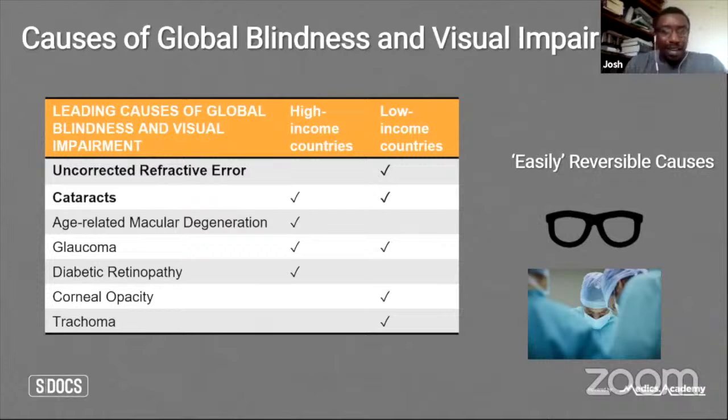So easily reversible causes in this case are uncorrected refractive error and cataracts. Uncorrected refractive error, I've classed as reversible because it simply means your eye is refracting light either too much or not enough. Your cornea is refracting light too much, or your eyeball's the wrong shape. Very common. I have a refractive error, and that's why I'm wearing glasses. So glasses, or contact lenses, are how you correct refractive error. It will change the refraction, and it will mean that you see at a better visual acuity.